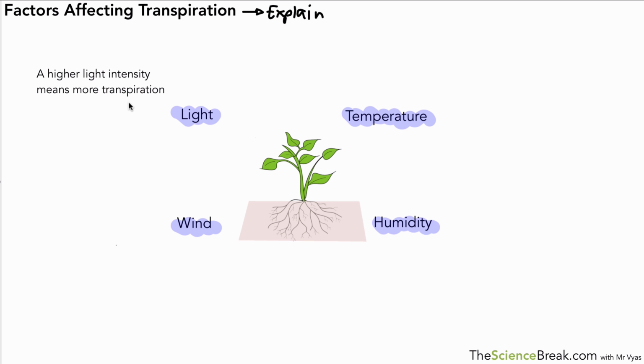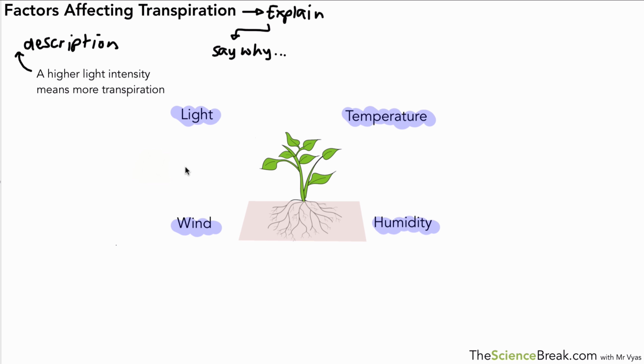So in terms of light, a higher light intensity means more transpiration. Now this is not the explanation, this is a description of the effect of light intensity. We need to be able to explain why. So the difference between explain and describe is that with explain you have to say why something is or why something is happening.